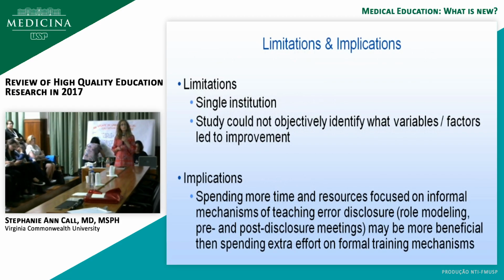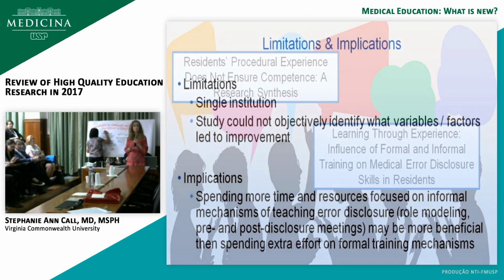So the limitations: this is a single institution. The study could not objectively identify which variables or factors led to the improvement. The implications: spending more time and resources focused on those informal mechanisms is probably where an institution or a department will really move things forward. Teaching error disclosure through role modeling, pre and post disclosure meetings, may be more beneficial.